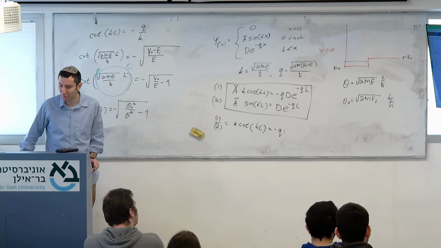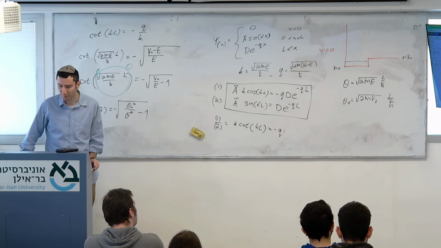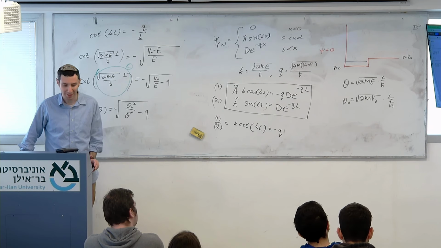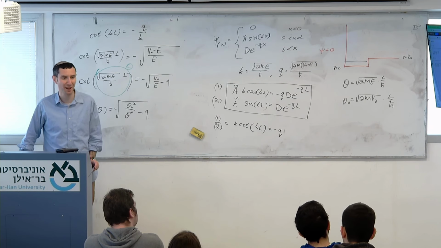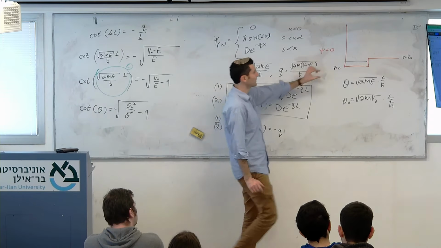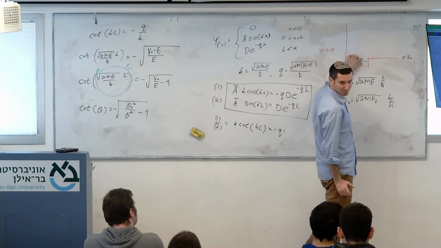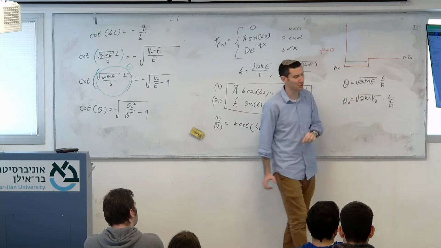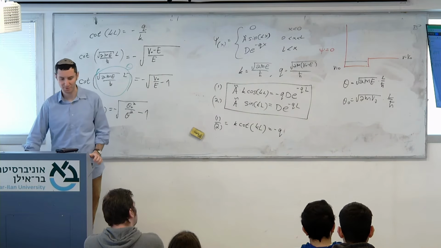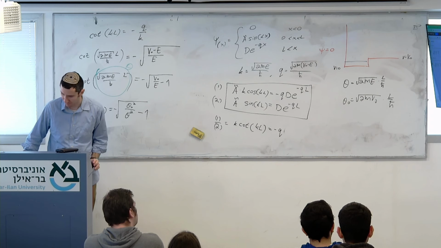Good. Now for a given V naught, I can play with the energy. Let's say I have a specific value of V naught. This is the height. Can I play with the energy? What happens if I play with the energy? If I make the energy higher, then I get more solutions.